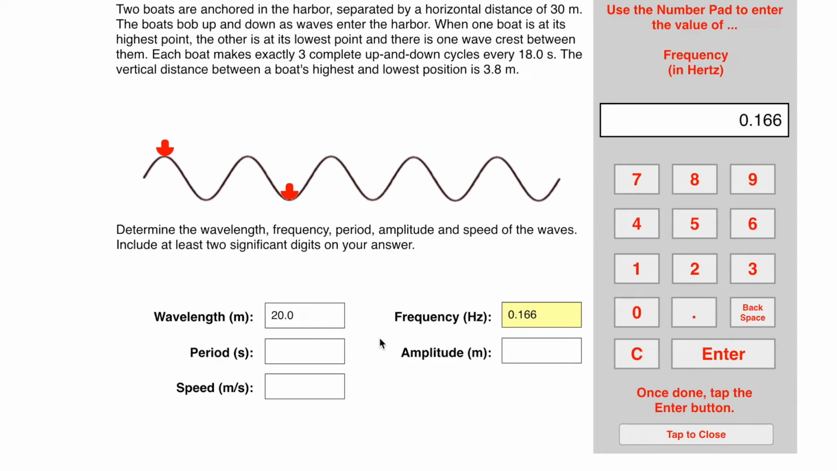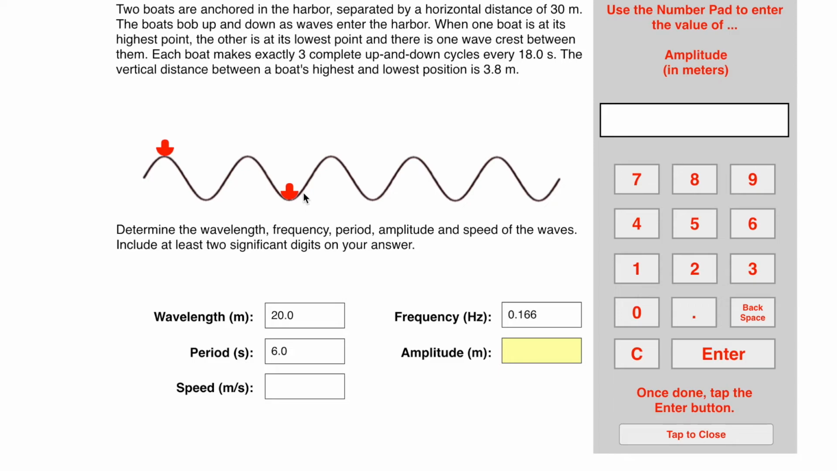Now, the period is actually the opposite of the frequency. So the period is how many seconds per cycle. So that would be 18 divided by 3 in this case, which would be 6, but I have to have 2 significant digits, so I have to put 6.0.